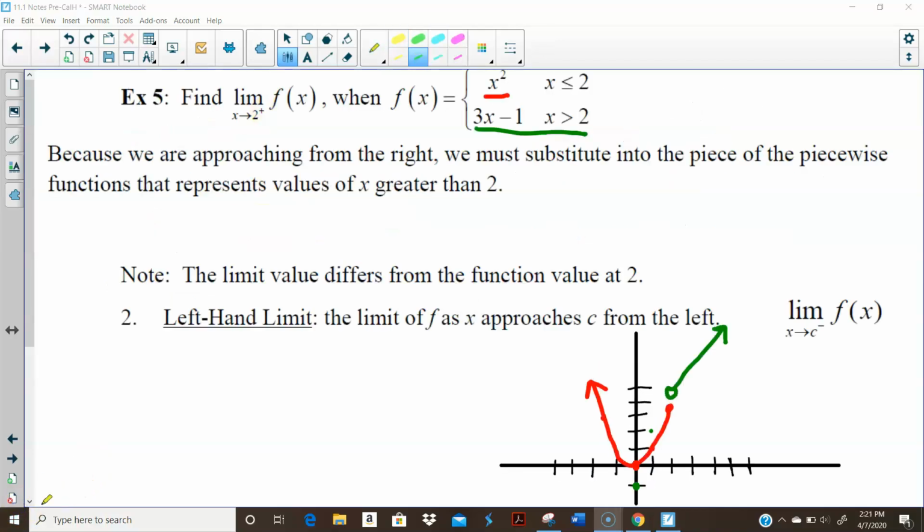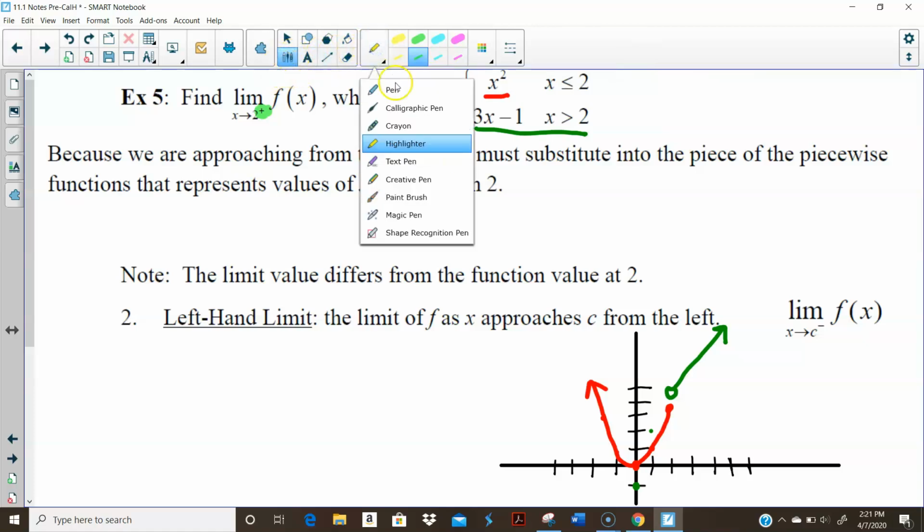Example 5 is what we refer to as a one-sided limit. The limit as x approaches 2 from the right. See that little plus? That means from the right-hand side. So we're going to find the limit as x approaches 2 from the right of f of x. F of x this time is a piecewise function, and I graphed the piecewise function so you could get a visual of what's happening.